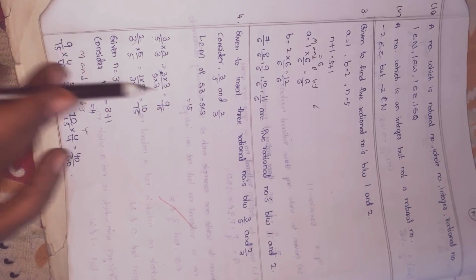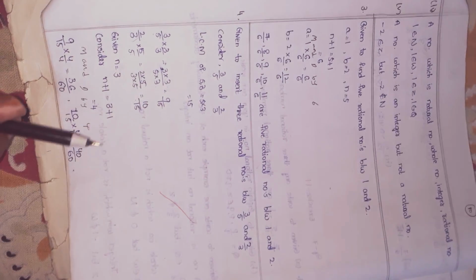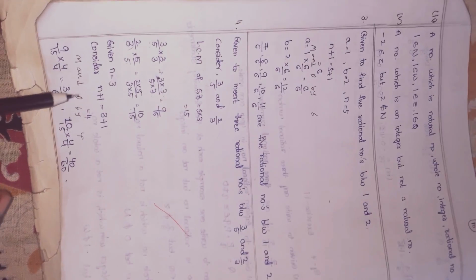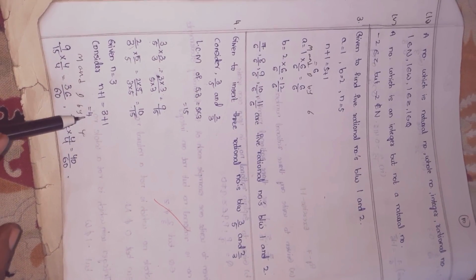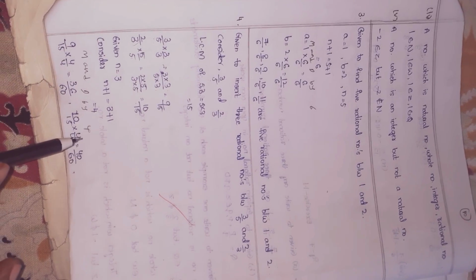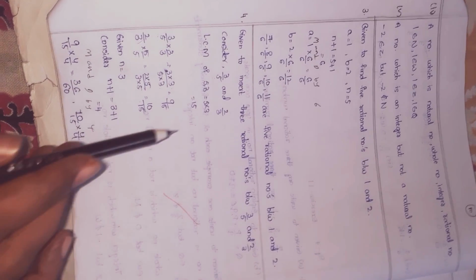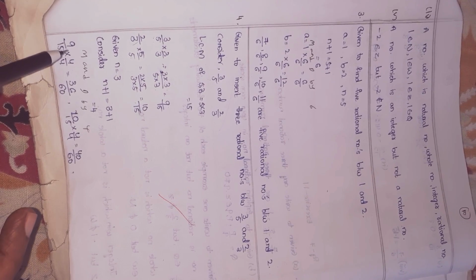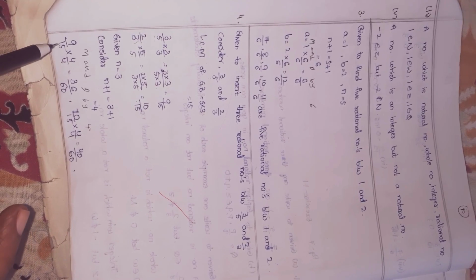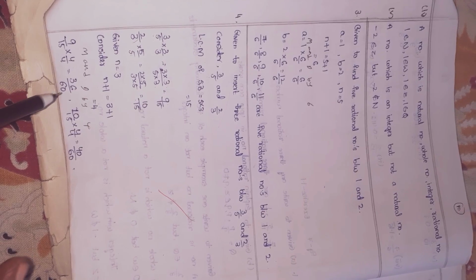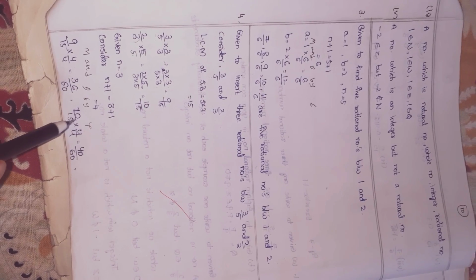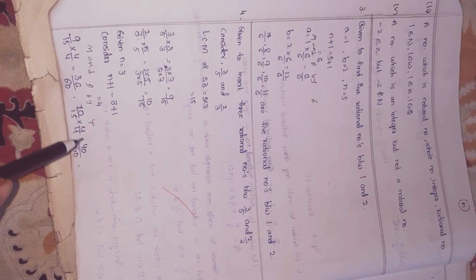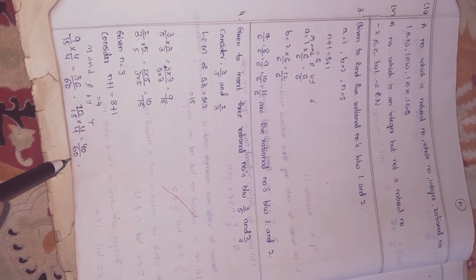Given n is equal to how many is asked to insert? 3. Now do the same process as above. Consider n plus 1, which means 3 plus 1, 4. So now multiply and divide by 4. Take 9 by 15 into 4 by 4: numerator 9 into 4 is 36, denominator 15 into 4 is 60. Then 10 by 15 into 4 by 4: 10 into 4 is 40, 15 into 4 is 60.